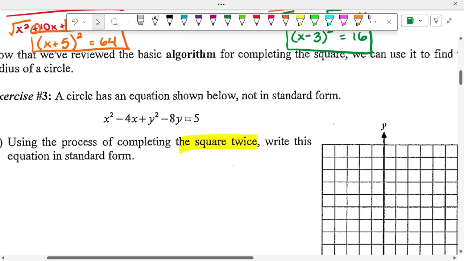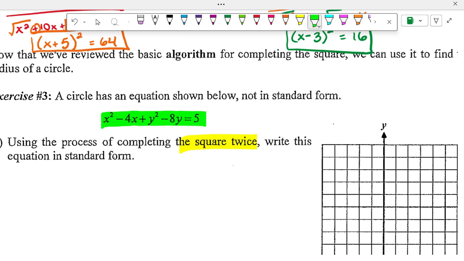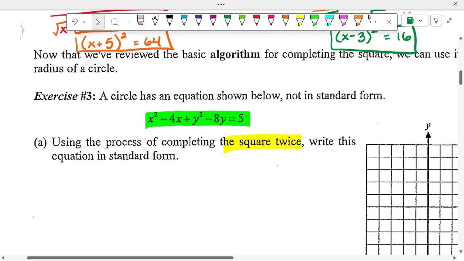So first, if we look at this equation right here, we first need to ask ourselves, okay, are the x's and y's together? So x's with x's, y's with y's, are they together? In other words, are they side by side? Yeah. All right, so the x's are with the x's, the y's are with the y's. We don't need to rearrange. Are there any constants on the left side that I need to move over? No. So we can go straight into the completing the square process.